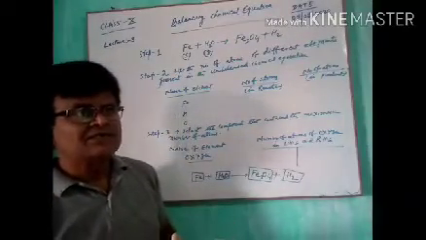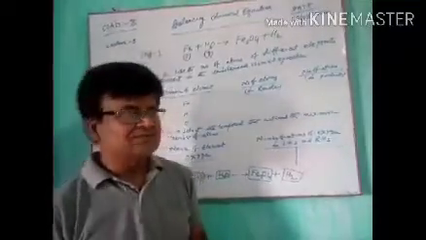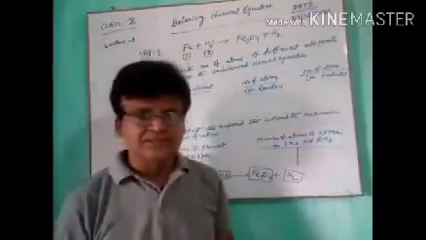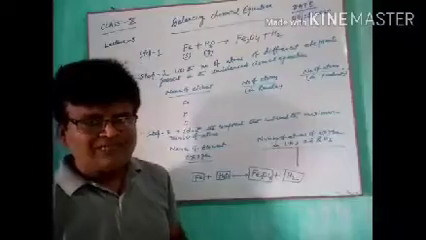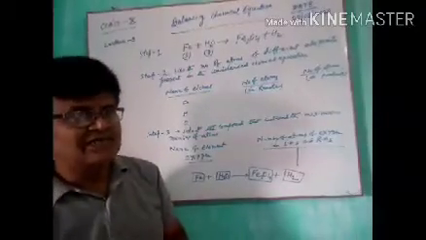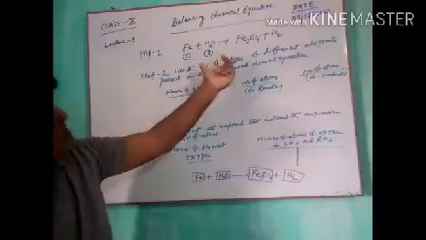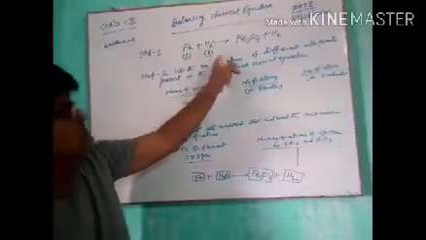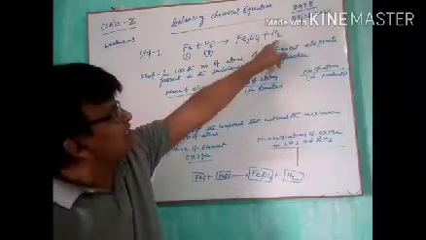First is the ion electron method, second is the oxidation number method, and third is our hit and trial method. In class 10th you will study the rules for balancing a chemical equation by the hit and trial method. In this method, I am taking an example of a chemical equation. Here iron metal reacts with steam to give Fe3O4 and H2.